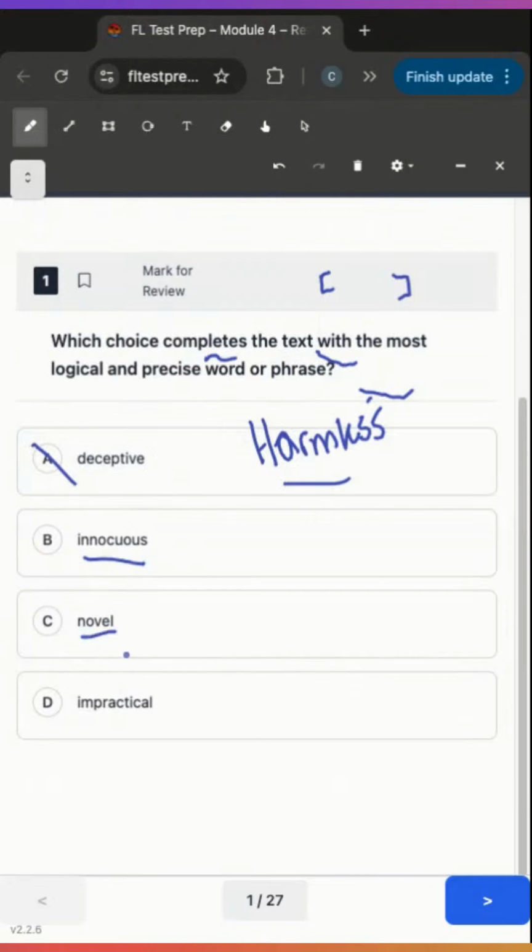Novel? Was it a novel or new stimuli? Probably not. And then impractical. Did this stimuli get in my way? Was it impractical? No. So I'm left with B, innocuous. And innocuous does mean harmless, but for most students, they don't know what innocuous or benign means. So a lot of the time with hard vocabulary questions, you want to do process of elimination to get the correct answer. So let's move on.